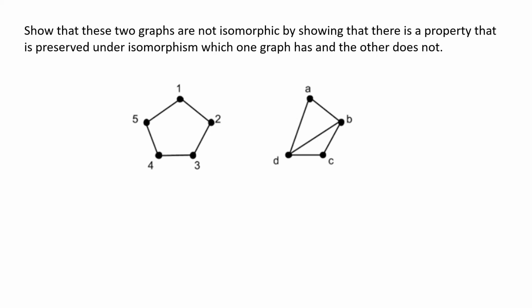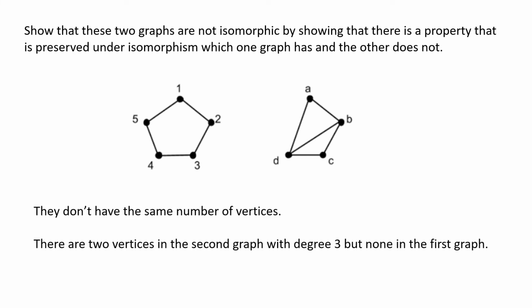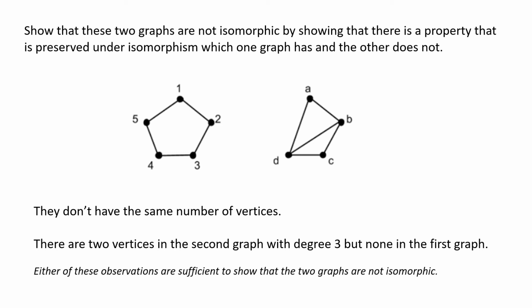Okay, let's look at this. One of the easiest ones here is just to see that they don't have the same number of vertices. But another one, you could say that in the second graph, D and B have a degree of 3, and there are no vertices in the first graph that have a degree of 3. We know that the degree of corresponding vertices is preserved under isomorphism, so that would be another reason why it's not isomorphic. Either of those observations would be sufficient to show that the two graphs are not isomorphic.